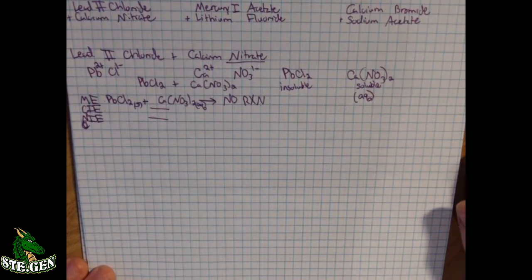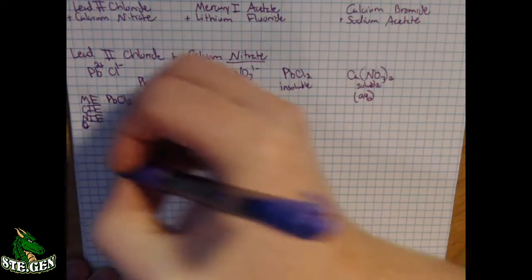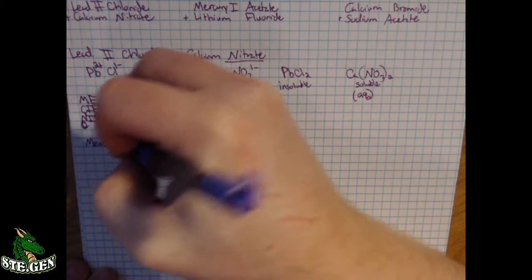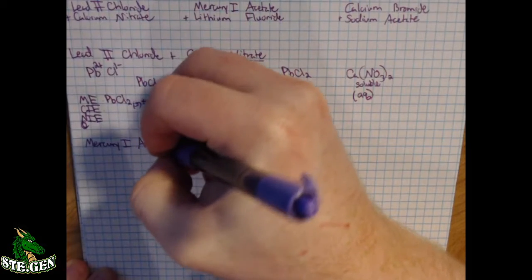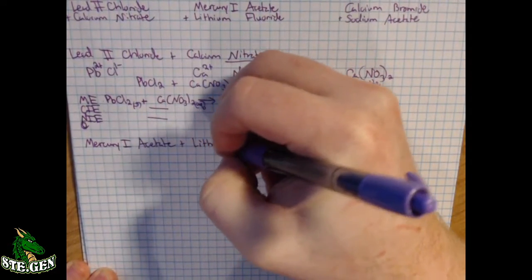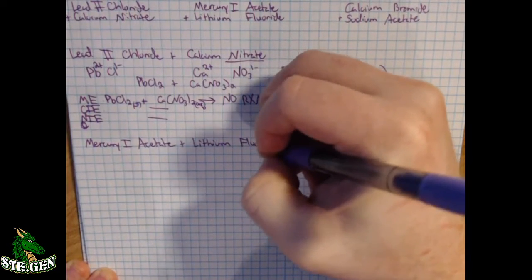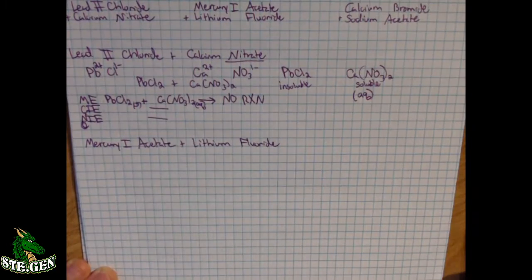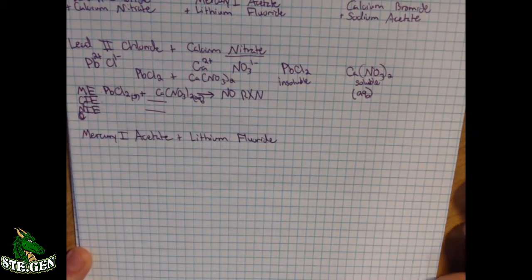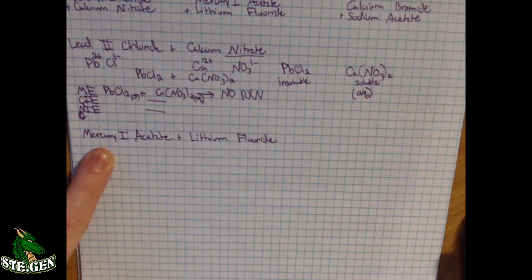Now for our next example, we've got mercury 1 acetate, and we've got our lithium fluoride. Same thing, first thing we have to do is actually translate them. Mercury 1 is like one of the biggest jerk moves that any of the scientists do because it is a polyatomic. It doesn't look like it would be.